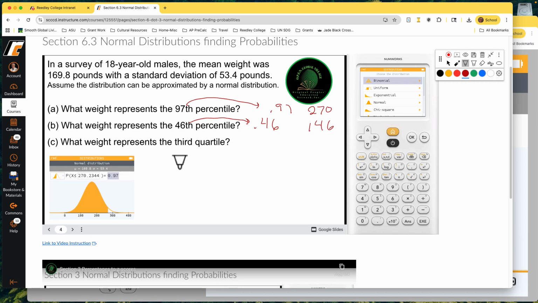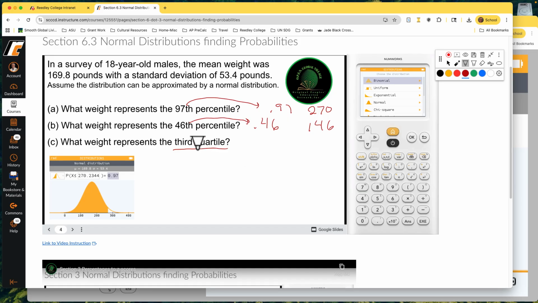And this one throws us a bit of a curve. It's not talking percentile. What weight represents the third quartile? Think back to what we were doing back in chapter 2 or 3. Quartiles. How much is a quartile? Quartile is just 25. Third quartile would be 75%. Very good.